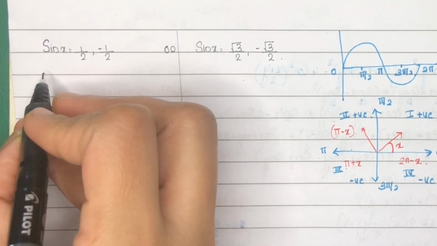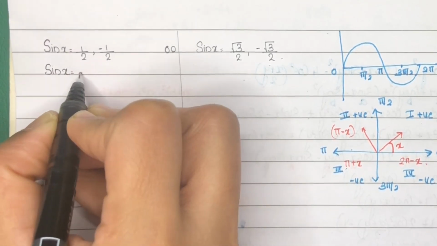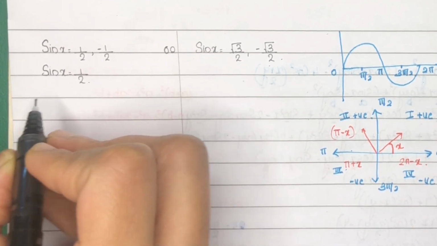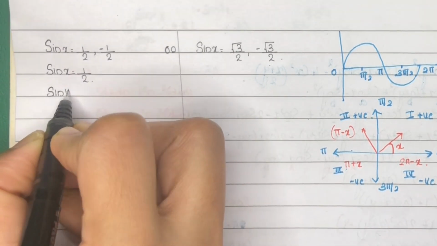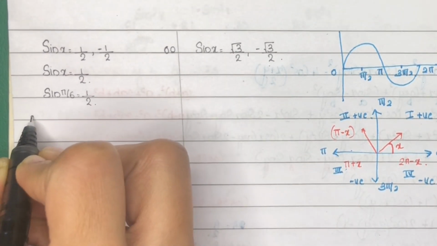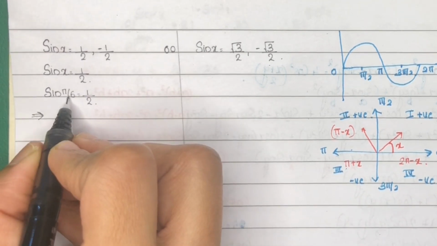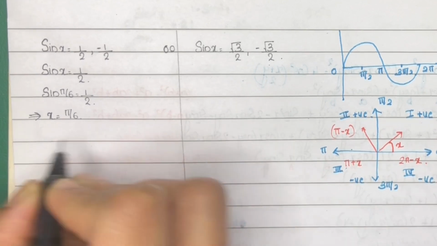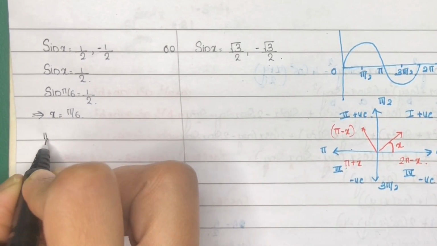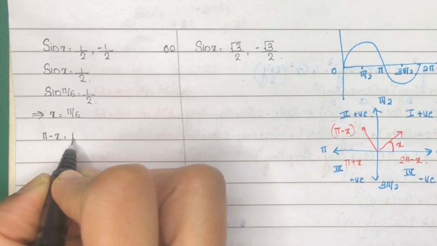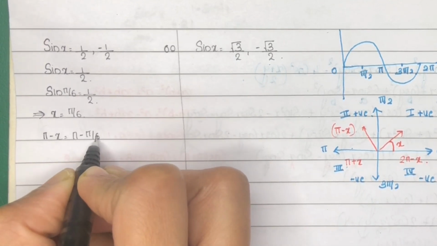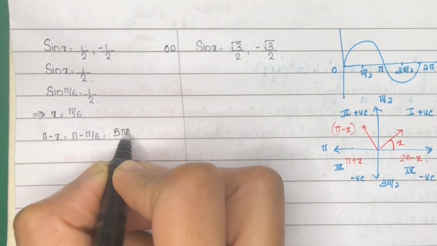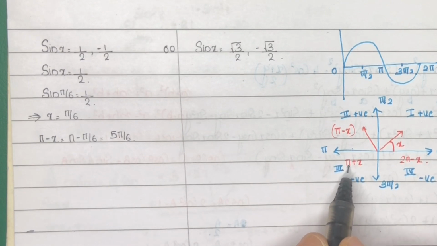Sin x equal to 1 by 2. And we know that sin 30 is 1 by 2, that is in radian, sin pi by 6 is 1 by 2. So, this implies x equal to pi by 6. First quadrant value of x is pi by 6. Second quadrant, pi minus x. Pi minus x equal to pi minus pi by 6 equal to 6 pi minus pi, that is 5 pi by 6. Next, in the third quadrant, pi plus x.